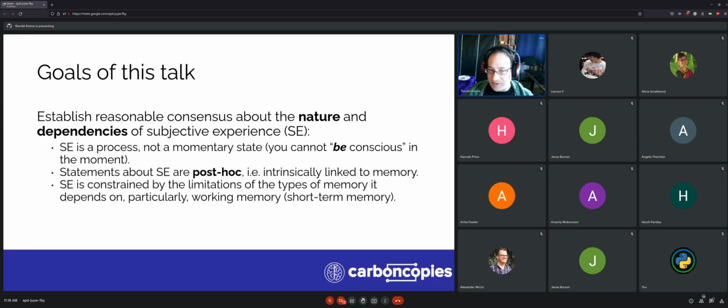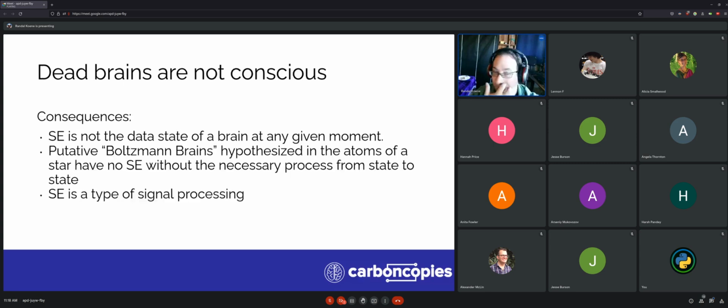Statements about subjective experience are post hoc. They're intrinsically linked to memory. Memory is absolutely necessary to make statements about consciousness. Subjective experience is constrained by the limitations of the types of memory it depends on, particularly working memory, which we know has some limitations, such as the number of items, whatever those items may be, that you can hold in memory at the same time. So these are the goals, and I hope that we can get to those.